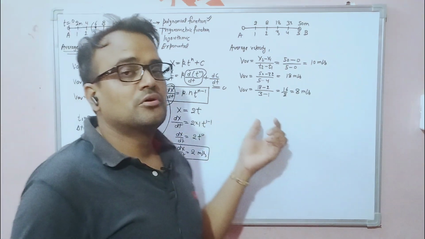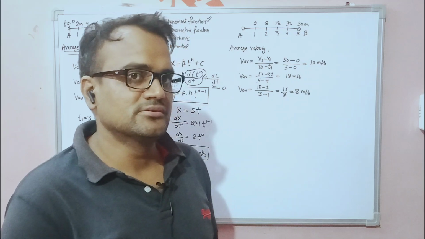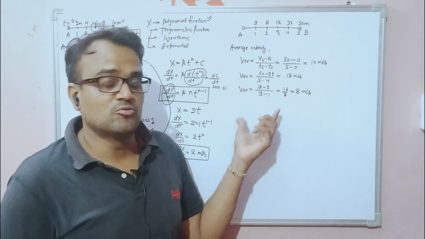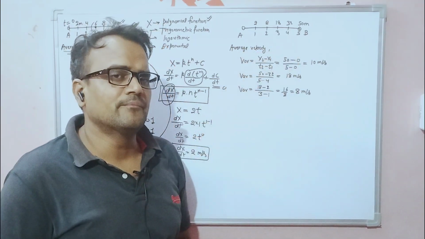So here what we have noticed, for a different time interval I am getting different average velocities. So what does it mean? That simply means that the object is traveling with different speed at different instants of time.